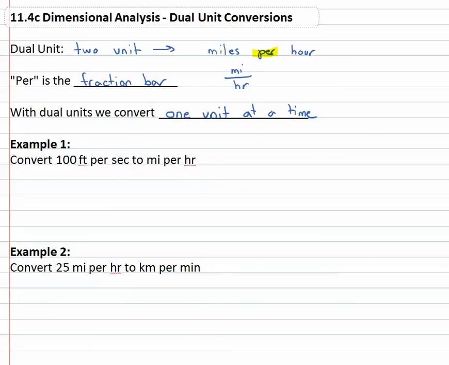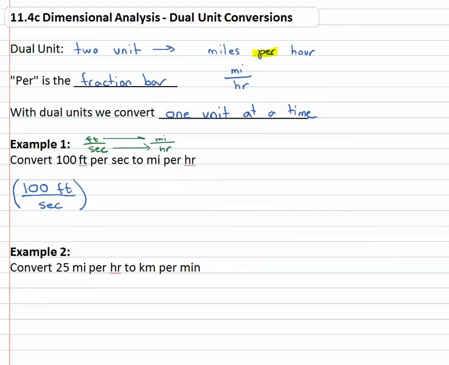So if you're traveling 100 feet per second, and you want to know how fast in miles per hour that was moving, we can set this up using dimensional analysis. We've got 100 feet, per is the fraction bar, which means everything afterwards, the seconds, have to go in the denominator. 100 feet per second. And then we'll start setting up conversion factors to change the feet per second into miles per hour. Notice we need to change the numerator and the denominator. We're going to change those one at a time.